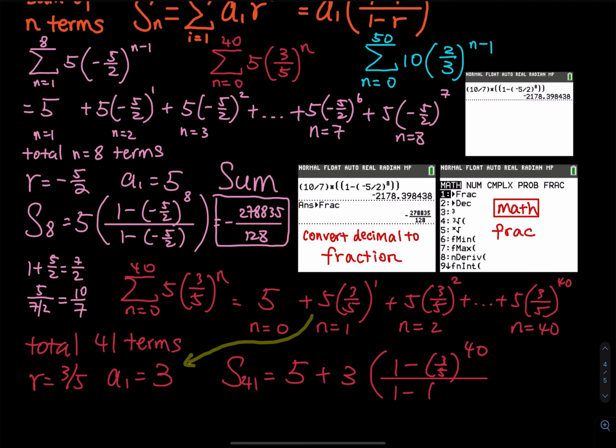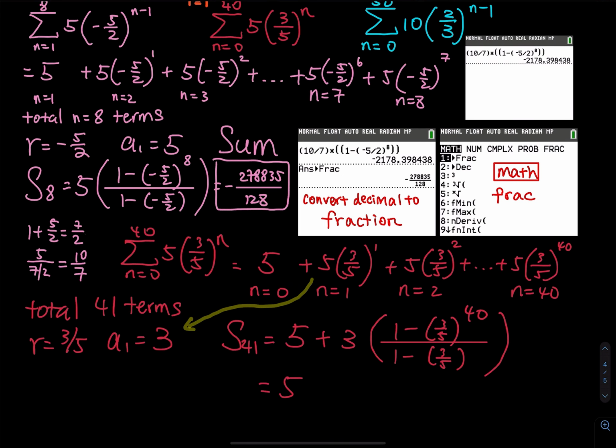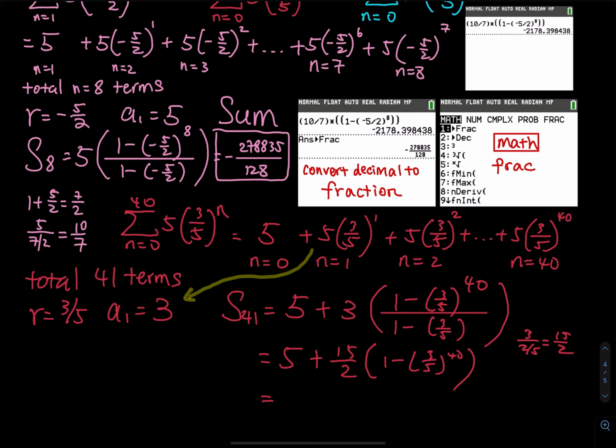And then 1 minus 3 over 5. And then as always, this one is going to be 5 and then plus. So 1 minus 3 over 5 is 2 over 5. 3 divided by 2 over 5, you flip the 5 up, that is 15 over 2. So you have 15 over 2, and then multiply 1 minus the common ratio to the 40th power. I didn't have the screenshot, but use the technique I taught above, and then you will get 12,500. That is the sum.